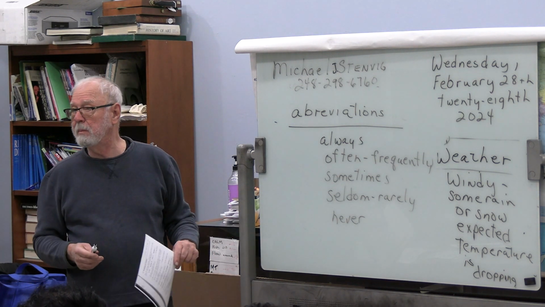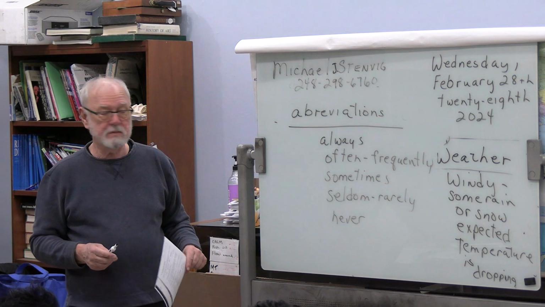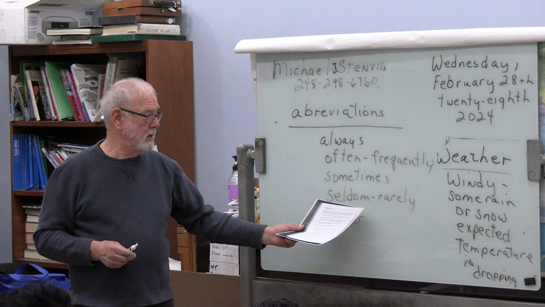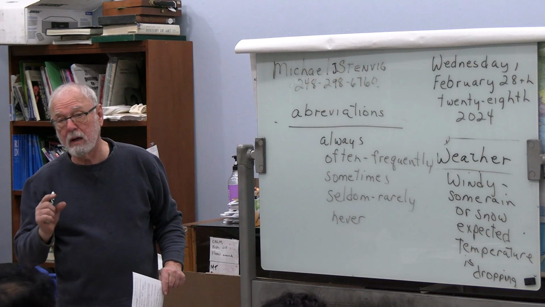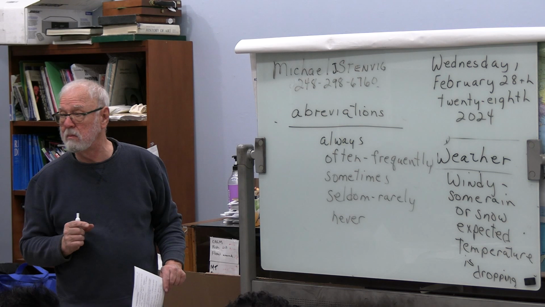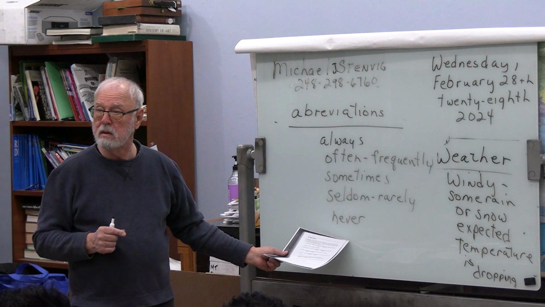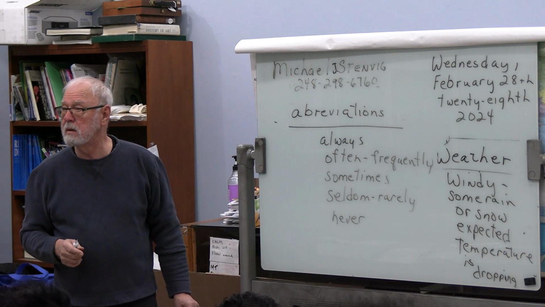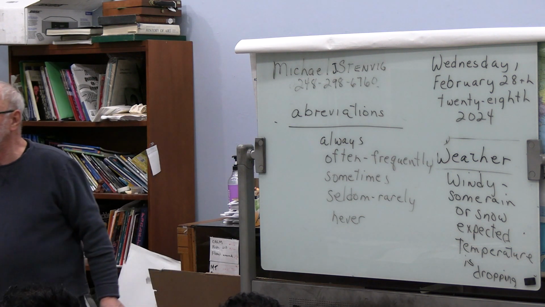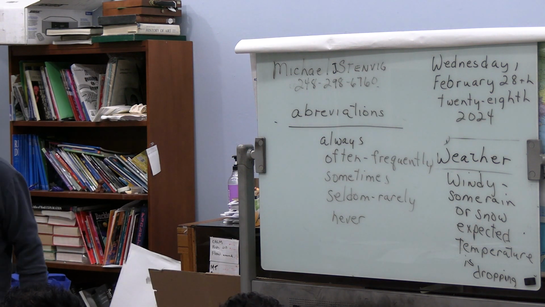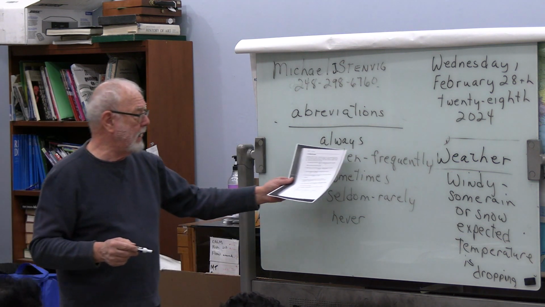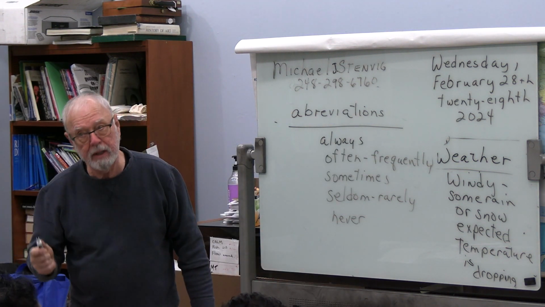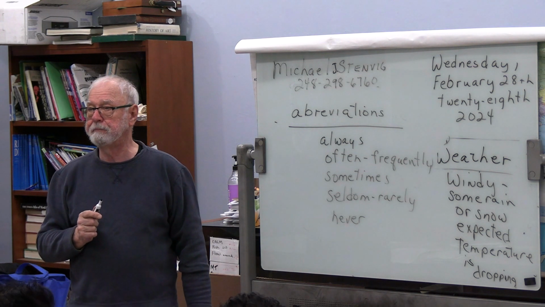50-50. Sometimes. Not very often. A little bit. From time to time. What does that mean? Never. Not any time. Remember I told you about these absolutes? Things that say always and never. Zero. Be careful. Okay? Never.